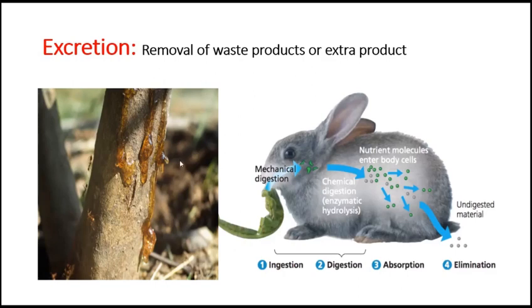In the similar way, you can see in this diagram that there is orangish, brownish sticky material on the tree trunk. This is also a waste product that is getting eliminated from the plant body.